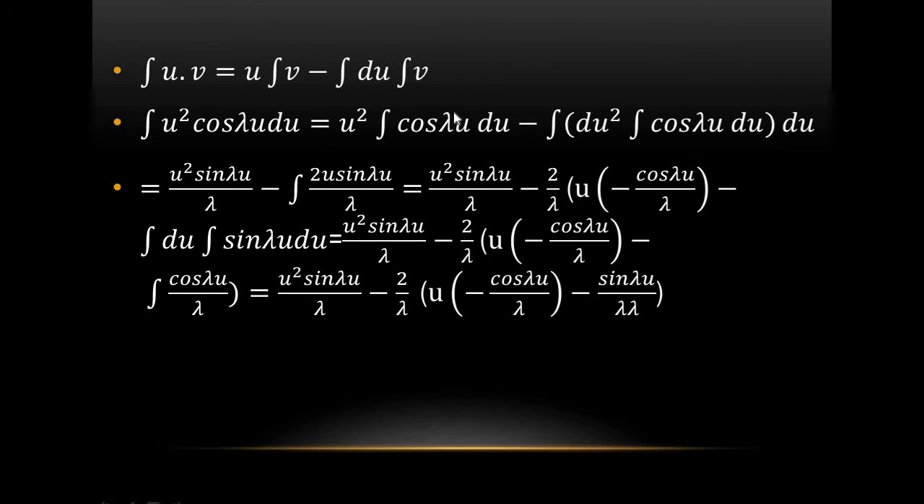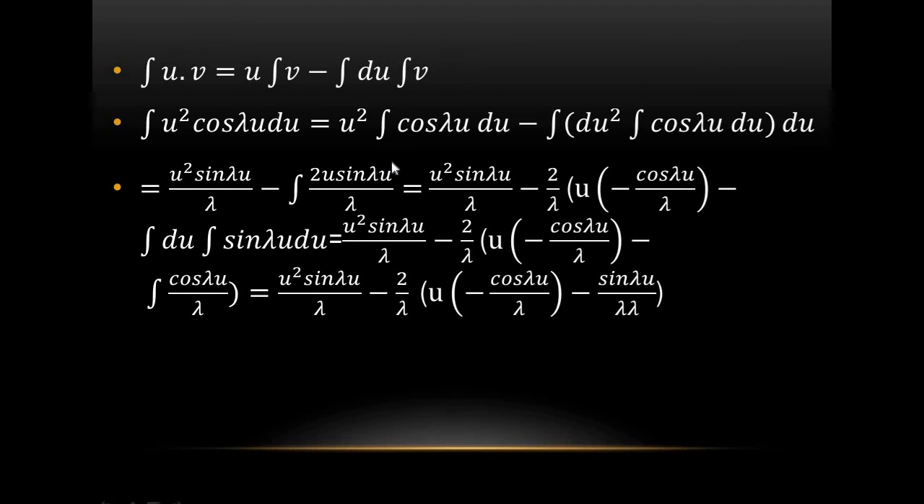So after calculating that integration, x square as it is, integration of cos lambda x is nothing but sin lambda x upon lambda, minus integration of derivative of x square, derivative of x square is nothing but 2x, and integration of cos lambda x is sin lambda x upon lambda. So that is equal to the first term as it is, x square sin lambda x upon lambda, minus 2 upon lambda, the constant term kept outside here, 2 upon lambda in bracket.